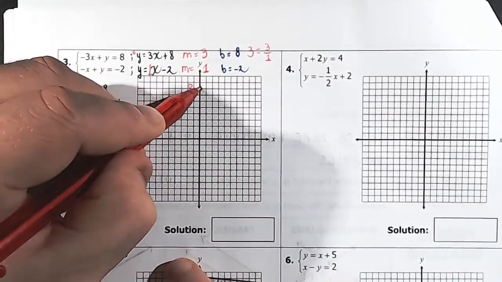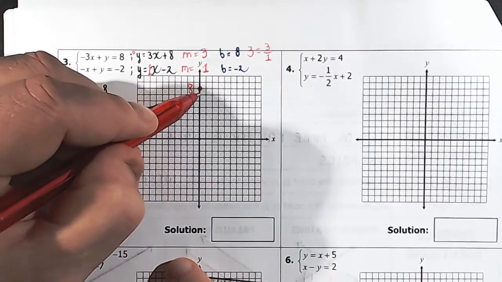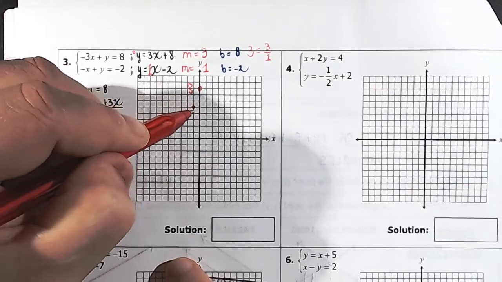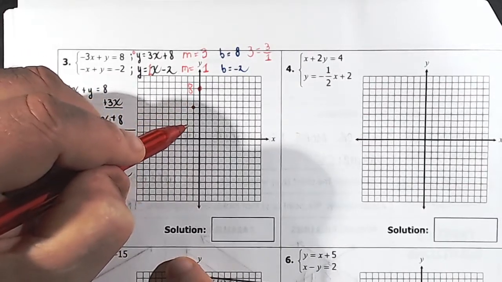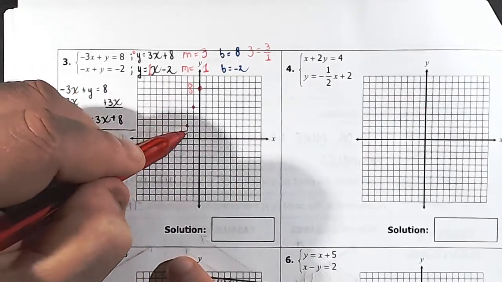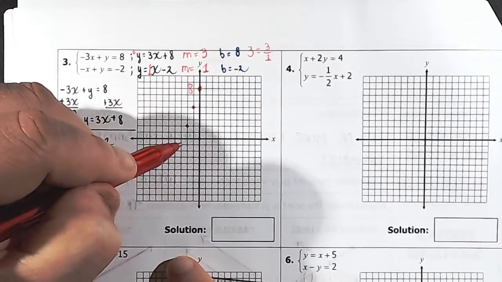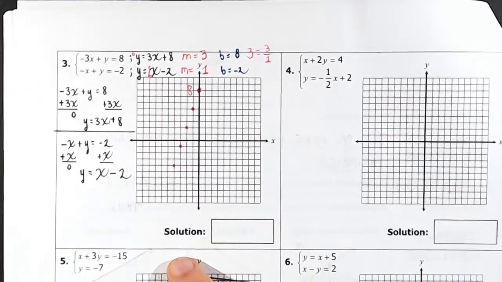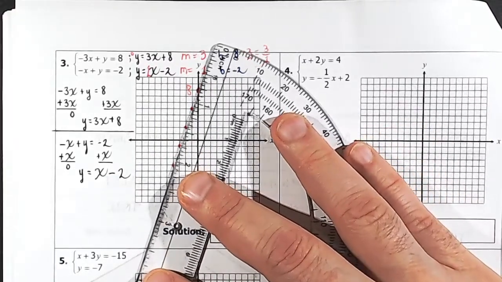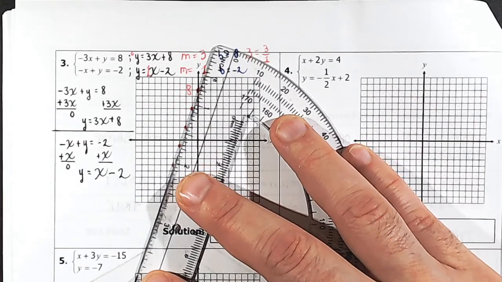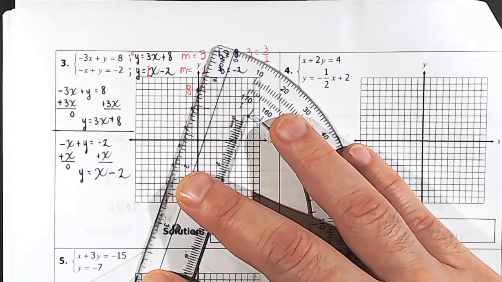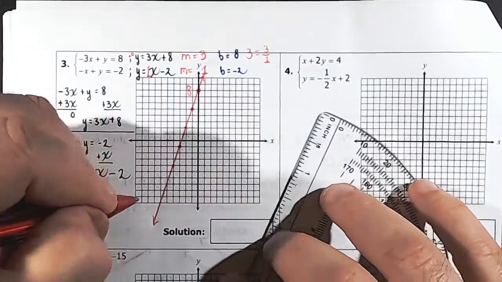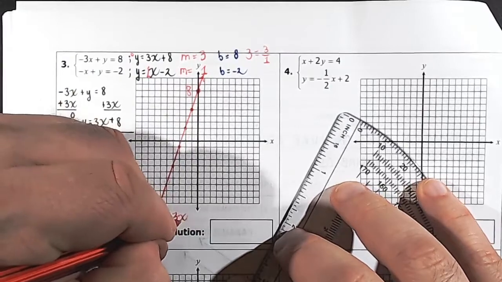So I'll start at 8 with my pen on 8 on the y-axis, and I'll go down 1, 2, 3, and then to the left, 1. And then I'll go down 1, 2, 3, and to the left, 1. Keeping my pen right there, I'll go down 1, 2, 3, and to the left, 1. And the resulting line has a positive slope. Okay? That's probably enough points to feel confident. So we'll go ahead and draw in our line. Right there. Okay, and this line we'll label y equals 3x plus 8.